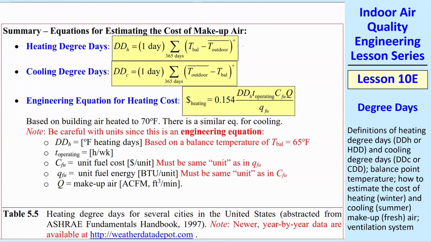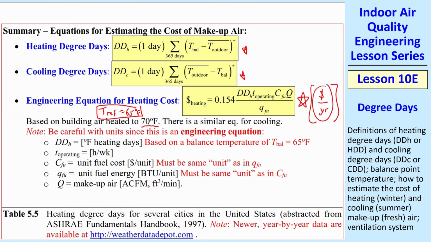Let me summarize all these equations. Here's our equation for DDH, DDC, which I already gave you. And then here's the equation that we'll use for heating. This is in dollars per year. T-ref equals 65, but the building air is heated to 70. So if you heat to 68 in the winter, you'll save a little bit.